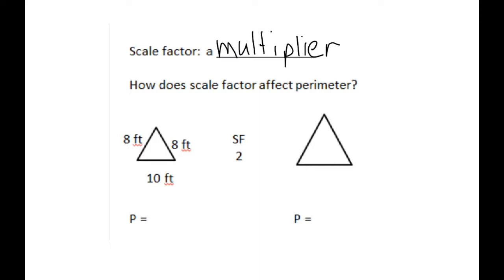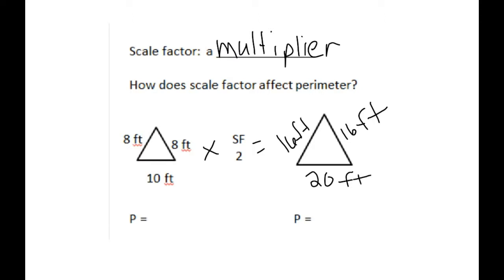So I take my side lengths of 8 and 8, and I multiply them times my scale factor of 2 to get the new side lengths of the larger triangle, 16 feet and 16 feet. Then I would take my base length of 10 and also multiply it times the scale factor of 2 to get a new base length of 20 feet.